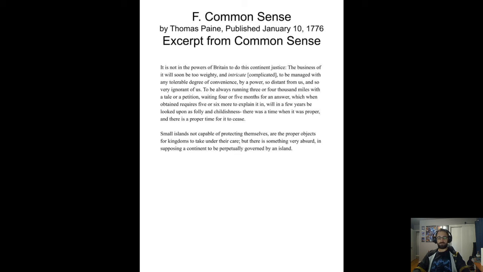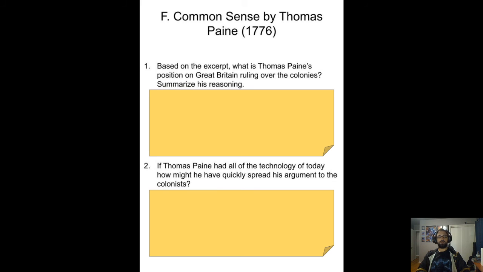So these are just a couple excerpts from Common Sense. This is not all of it. There's a lot more to it, but these are just little pieces that I pulled out of it. Okay. So the questions we're answering, number 1, it says, based on the excerpt, what is Thomas Paine's position on Great Britain ruling over the colonies? Summarize his reasoning. So I recommend flipping back in this video, going over what I said, because I broke down basically what he was saying.